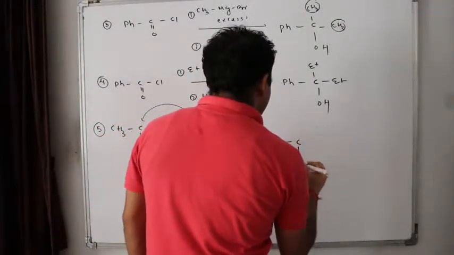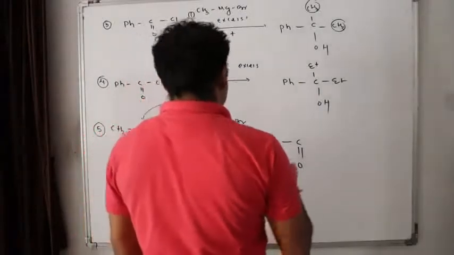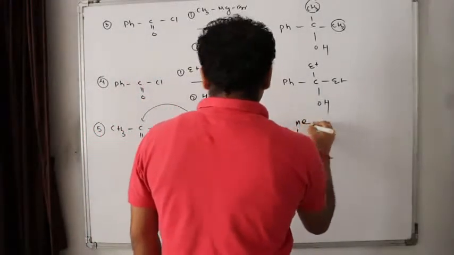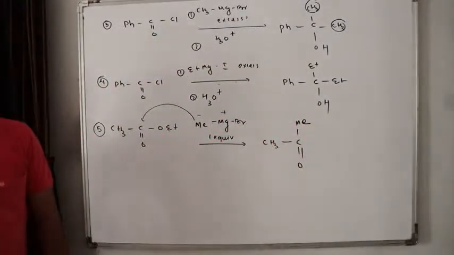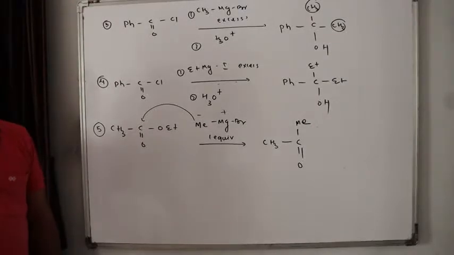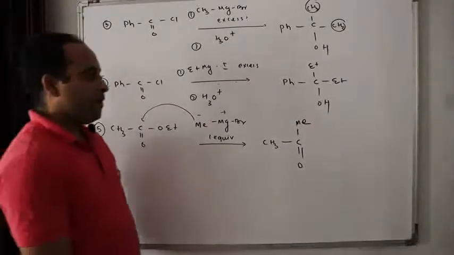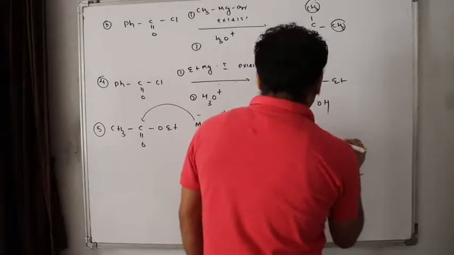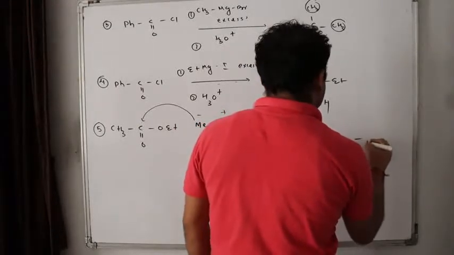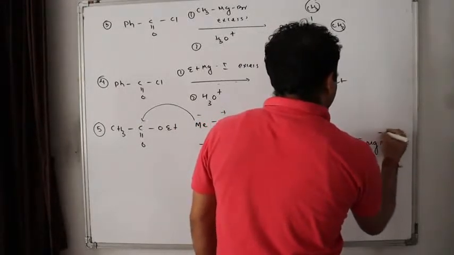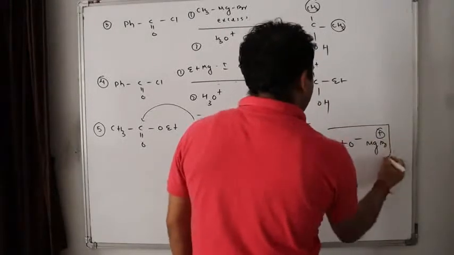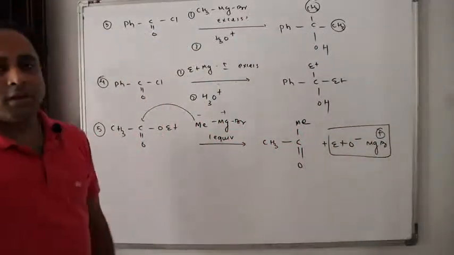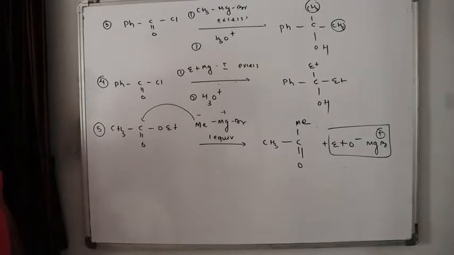CH3C double bond O, with a methyl group, isn't it? Doubt? Tell me, doubt. What will be formed along with it here? EtO minus MgBr plus. Yes or no? Easy.